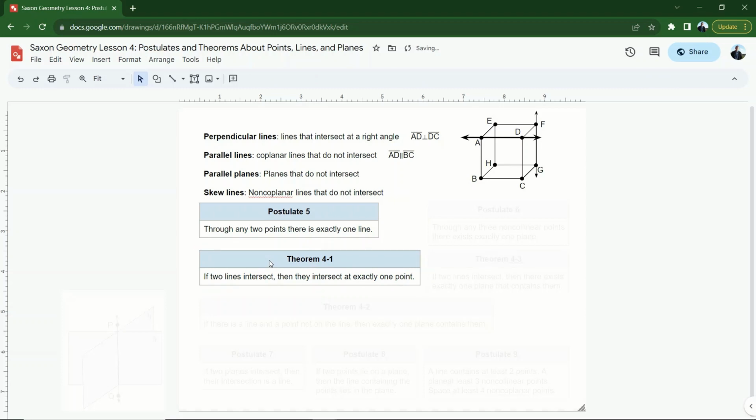Now notice that for theorems, we haven't learned any yet, but this one's starting at 4. What that means is it's in chapter 4 in the textbook, and it's the first theorem in chapter 4. So theorems in our textbook are labeled by the chapter they appear in. Theorem 4.1 states that if two lines intersect, they intersect at exactly one point.